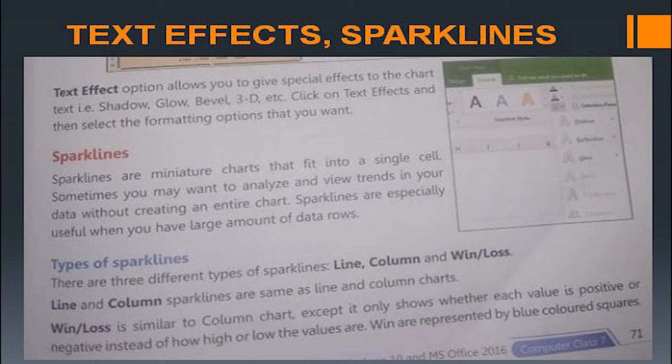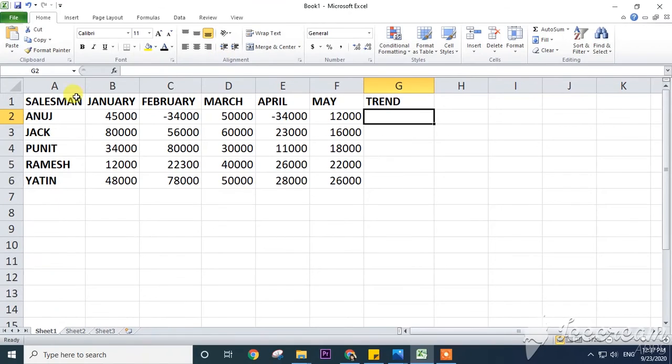Line and column sparklines are the same as the line and column charts. Win or loss is similar to the column chart, except it shows whether each value is positive or negative instead of high or low values. Let us have a look at how to create sparklines. See here we are having a lot of data, like salesmen and January, February, March, April, May, up to how much they did the sales over here. Now I have written Anuj, Jack, Puneet, Ramesh, Atin, and details of how much they did. Now I want to see this large data, how much trend, how much ups and downs, like sparklines.